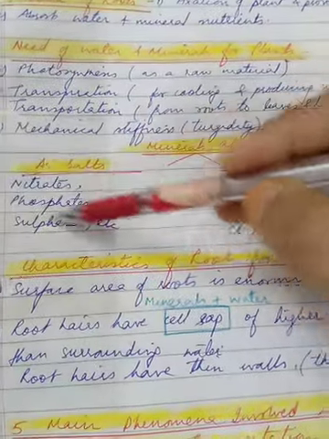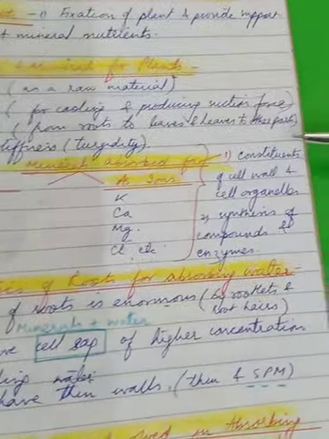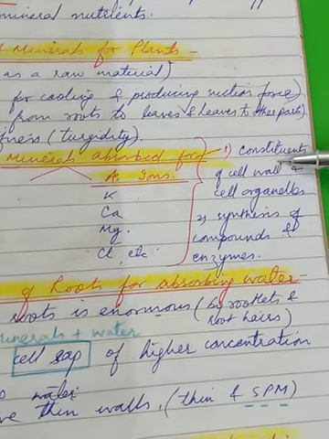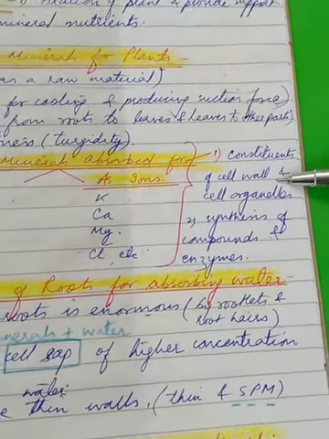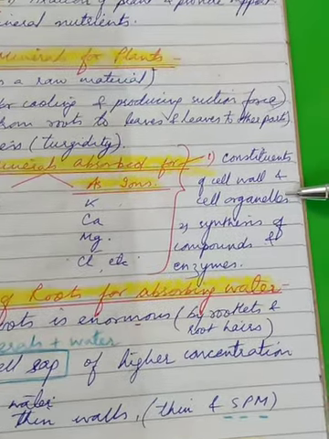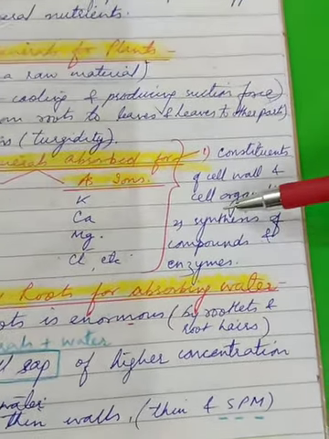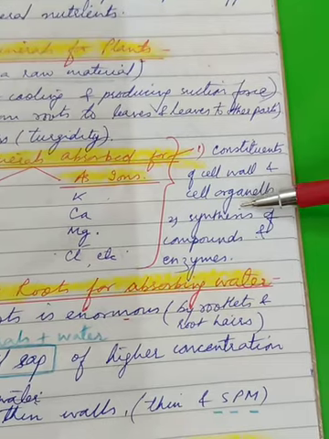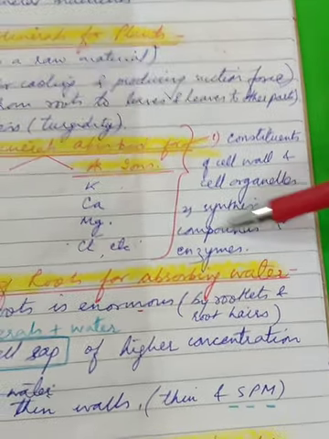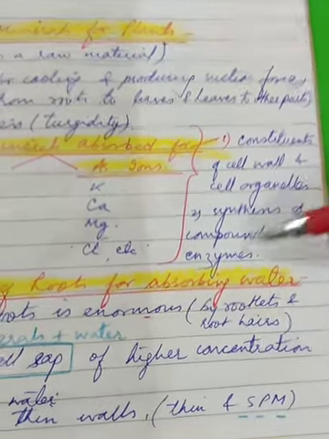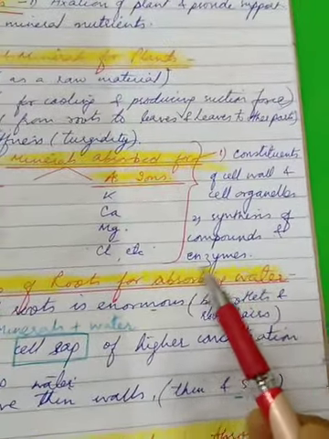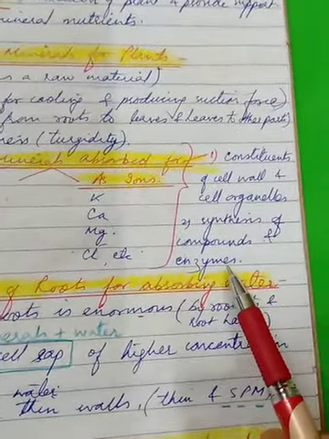Now, they all by and large are very, very important as constituents of the cell wall. We know what the cell wall is and the various cell organelles and their functions. Secondly, these minerals are very important for the synthesis. Synthesis means production or manufacture of compounds and enzymes. Alright, enzymes, children, we also call them biocatalysts.